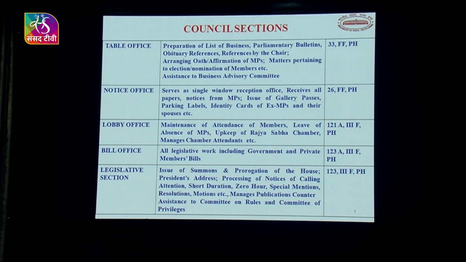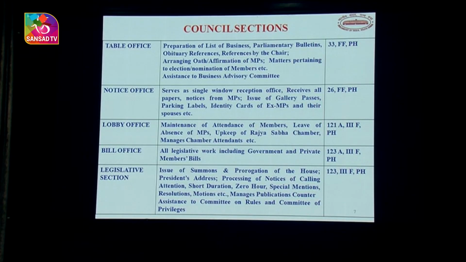But in normal circumstances, it is the notice office which issues the gallery passes, parking labels for the vehicles, and identity cards for the ex-members of Parliament or their spouses. This work is done by the notice office, and it is operational from room number 26 in the Parliament House itself. Then you have the lobby office.